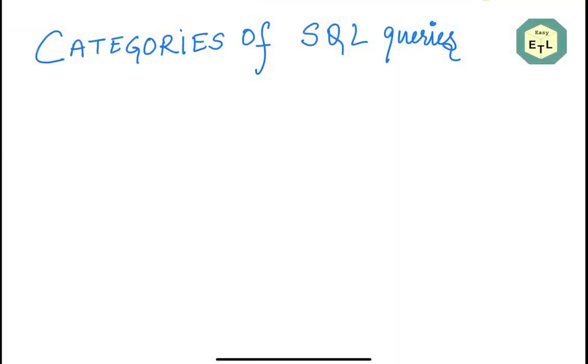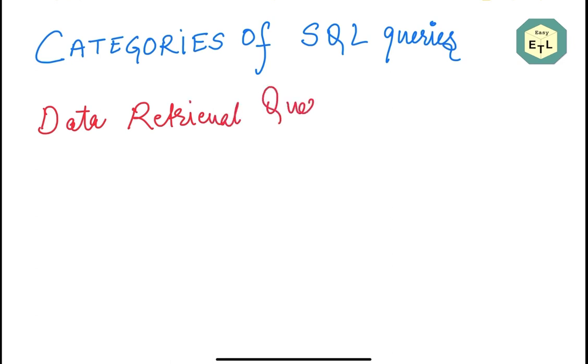Hello friends, this session is about categories of SQL queries. In SQL, the way we write and define the queries defines its category. And we have a lot of categories in SQL queries when it comes to the type of computation that they are performing. So we'll start with the very first type, which is data retrieval queries. This is the very first type that we will be discussing.